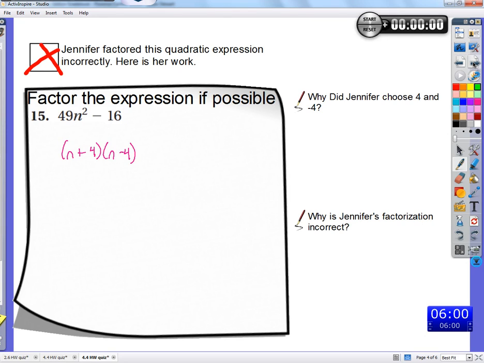So here we go, Jennifer, now doing some work. Jennifer's taking a crack at it, and she factored it that way. She chose 4, negative 4. Why did she do that? There's something about that. I told Jennifer that was right. So write your notes to yourself, or to a friend, and put these in a bottle.